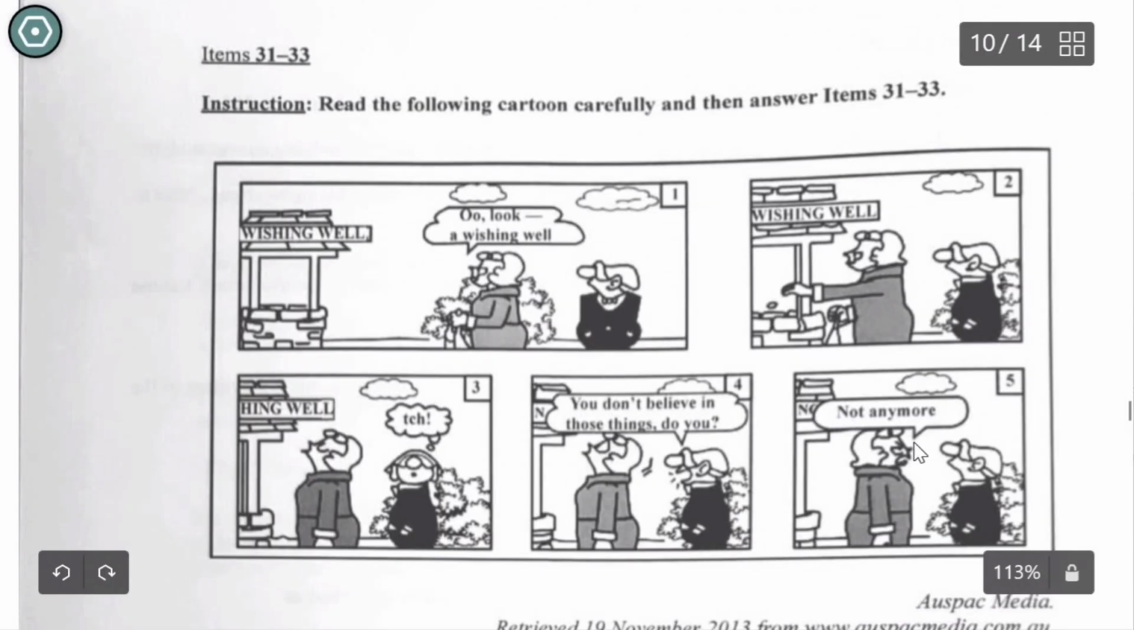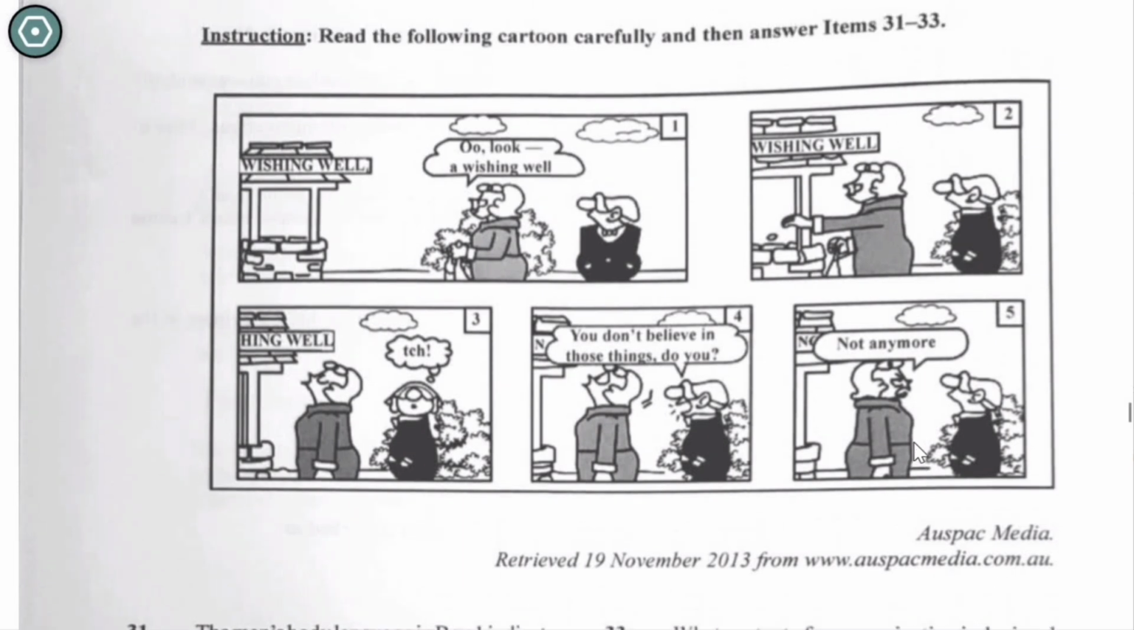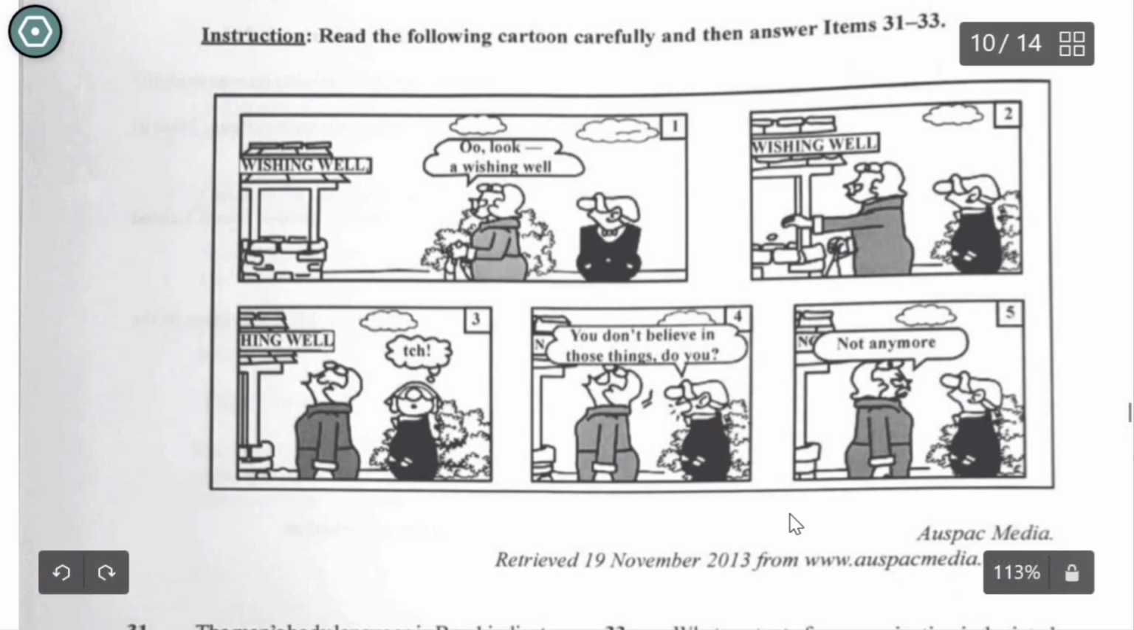Alright, so items 31 to 33. And I'm hungry. Ooh, look, a wishing well. She throws a penny in there, and this man hisses his teeth. Or he says te. No, it's TCH. So I hope you heard that. Alright, you don't believe in those things, do you? Not anymore. Why? Did she wish he would go away? Oh my god.